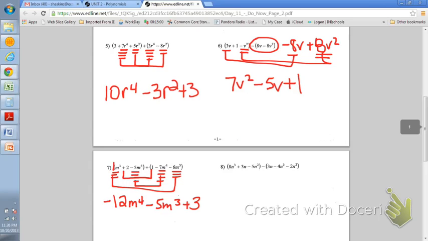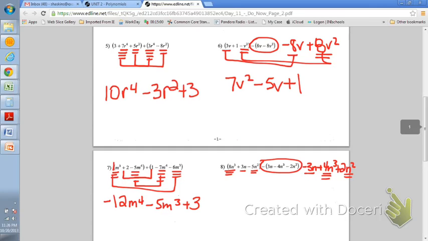Question number 8. The operation is a subtraction, so change all the signs. Negative 3n, plus 4n cubed, plus 2n squared. Go back and underline your degrees. This is the third degree, first, second, first, third, second.